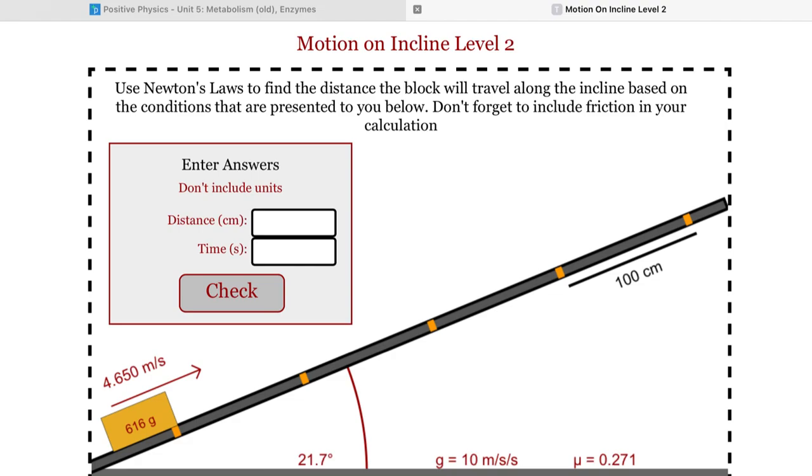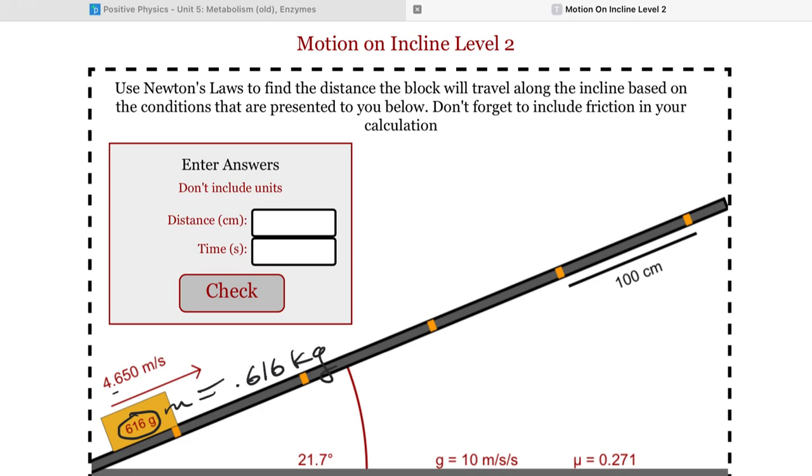Hello, this is a sample of the problem that you had for class today. We all had different values. So here's the mass right here, given. That's the mass. You're going to have to change that to kilograms by dividing by 1,000.